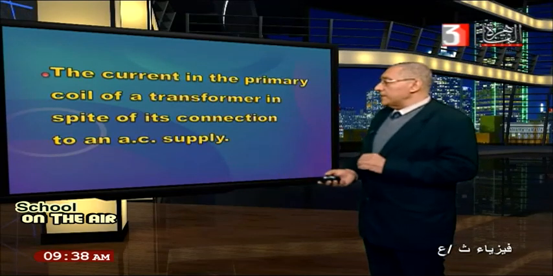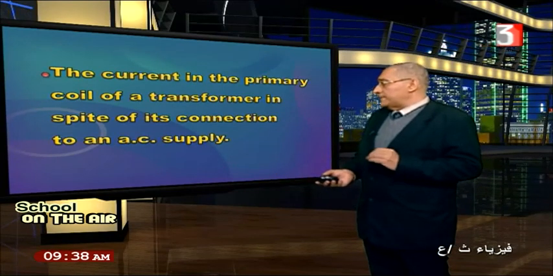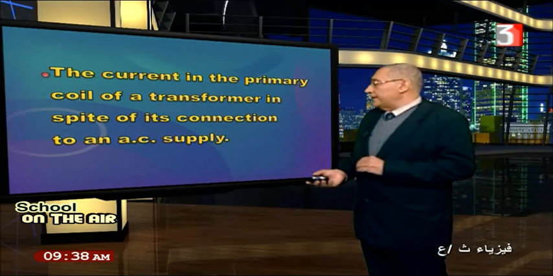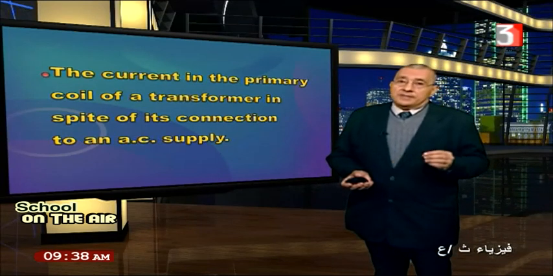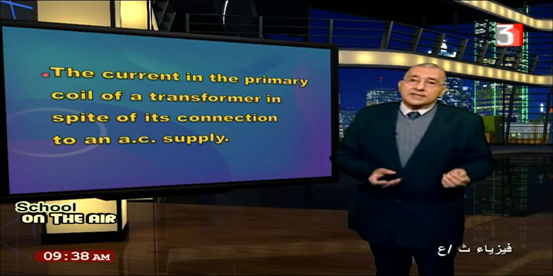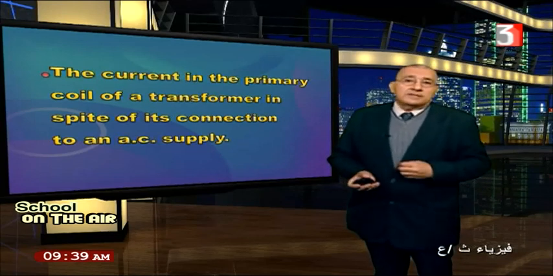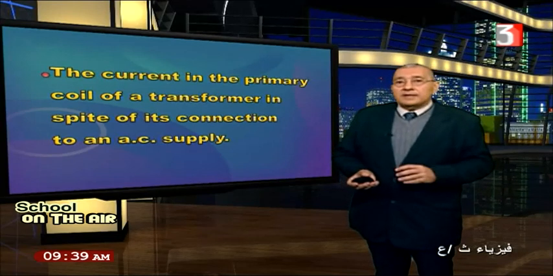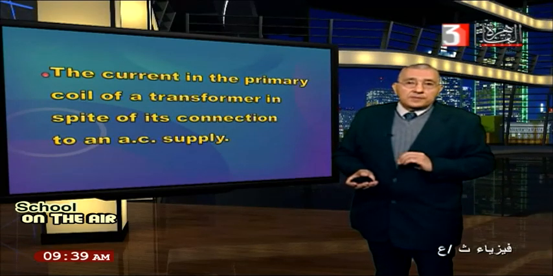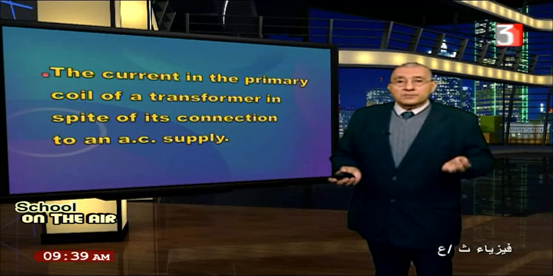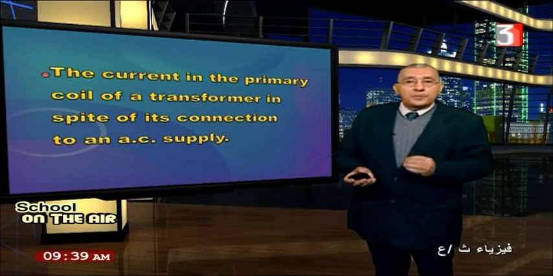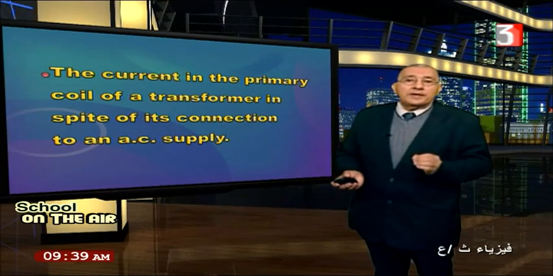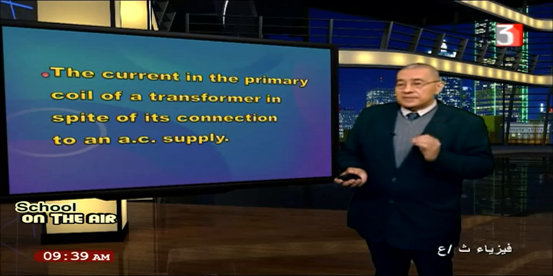One last thing. The current in the primary coil of a transformer, in spite of its connection to an AC supply. You know, the transformer consists of a primary coil and a secondary coil. The primary is connected to the mains, but no current can flow through it. Can you tell why? Yes, because the secondary coil is broken. It's an open circuit. This happens when the secondary is a broken circuit.